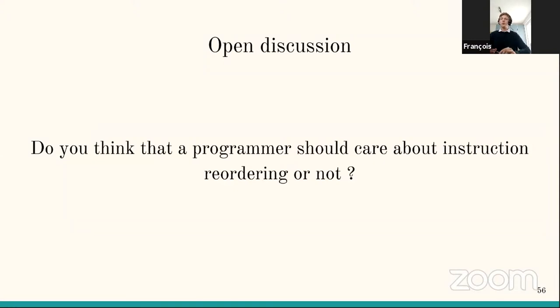So wasn't the original point of reordering to be hidden from the programmer? So yes, the idea of the out of order engine is to be completely hidden from the programmer. However, if we give instructions that are already partially ordered, I think it can help the out of order engine to get better results. So this is my idea.